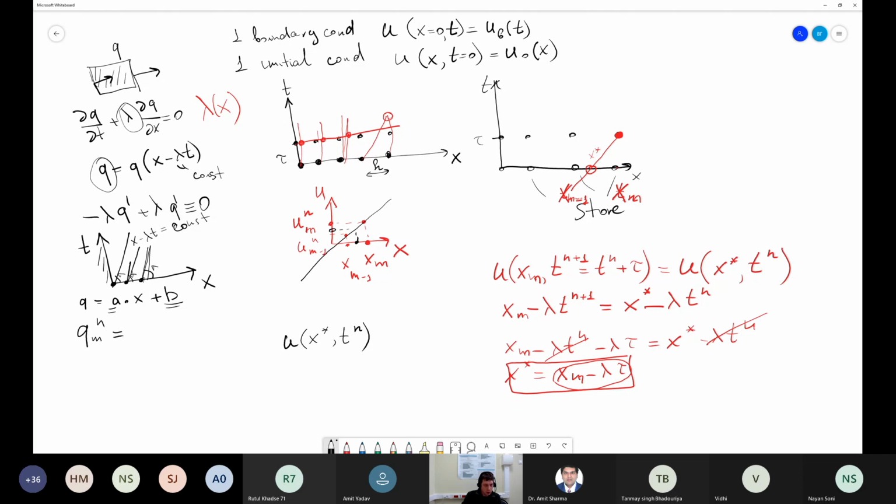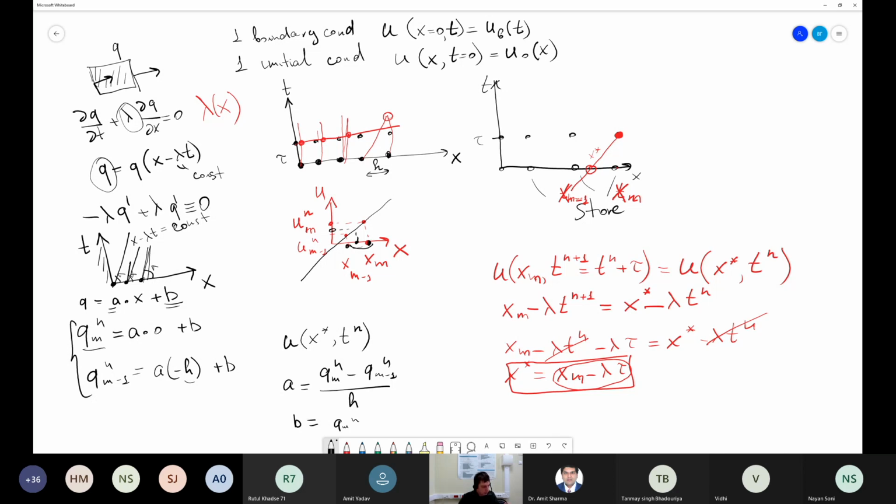Q m n is equal to A multiplied by 0, we will put here the beginning of our coordinate system, plus B, and Q at m minus 1 n is equal to A multiplied by the coordinate of this point, minus h, plus B. We know these values, so we can obtain that A is equal to Q m n minus Q m minus 1 n divided by h, and B is equal to Q m n.